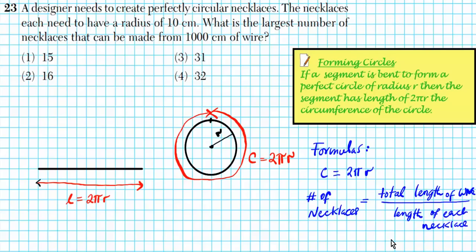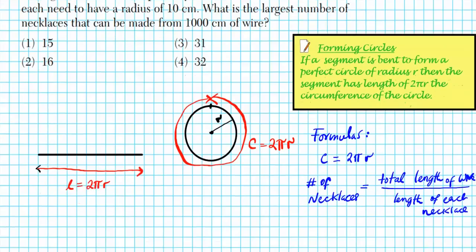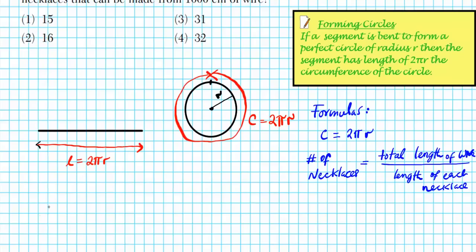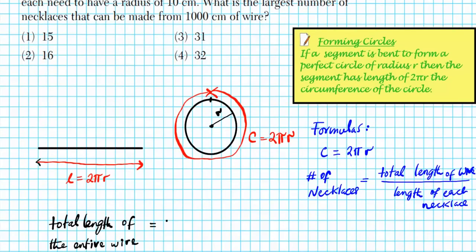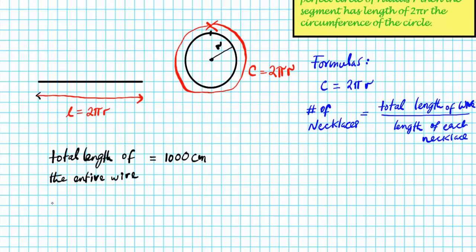Okay? All right, so let's fill in the values. We're going to start with the total length. So what is the total length of the wire, of the entire wire? The total length of the entire wire is 1000 centimeters, right? So it's 1000 centimeters. What is the length of each wire for each necklace?